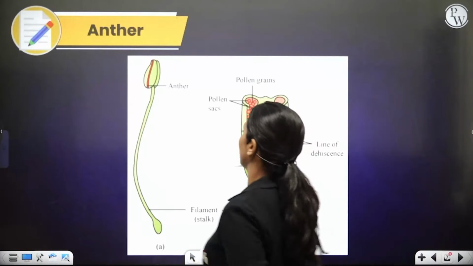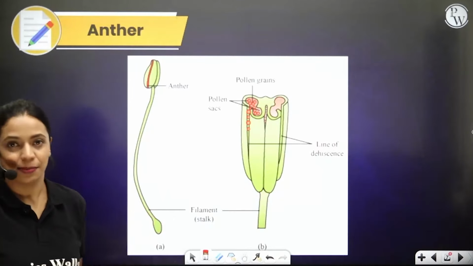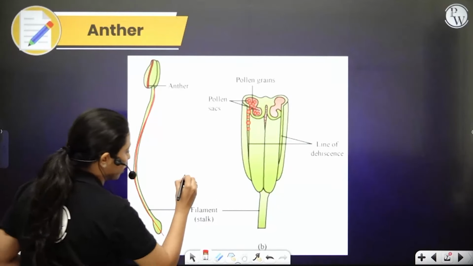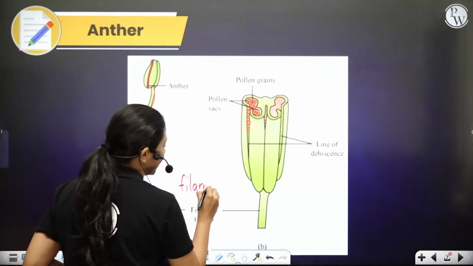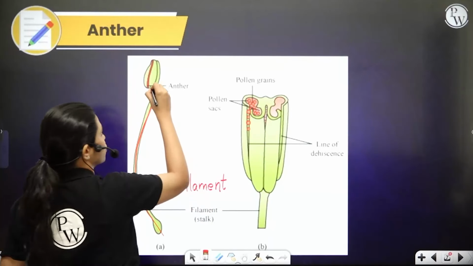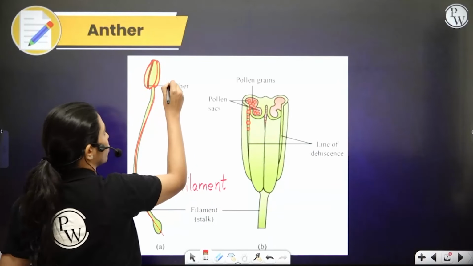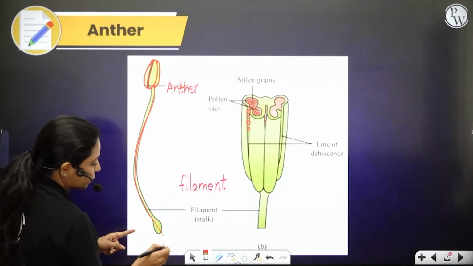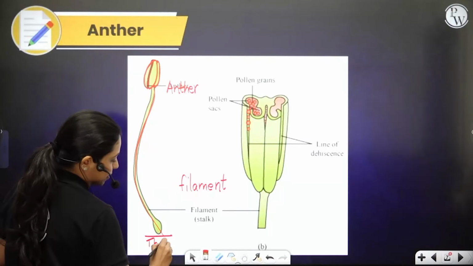So now let's take a look at one stamen. Each stamen has two distinct parts. There is a long slender stalk which we call the filament, and there is a knob-like structure on one end of the filament which we call the anther. The other end of the filament is attached to the thalamus.